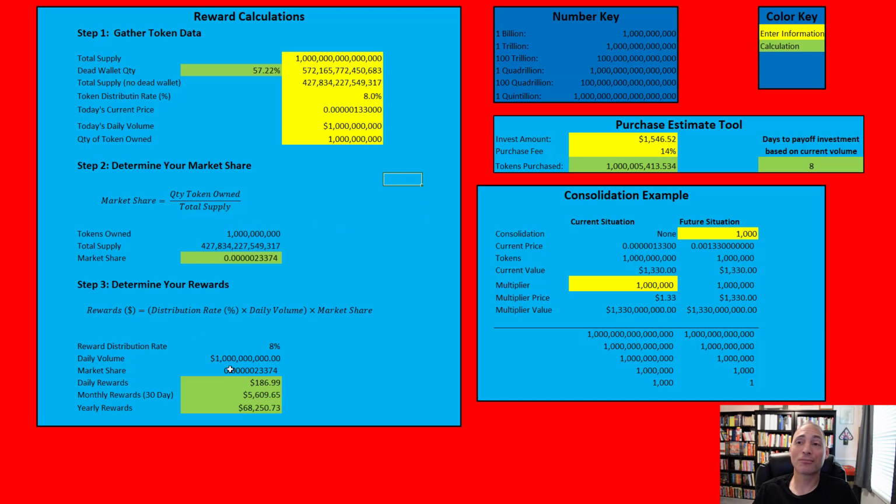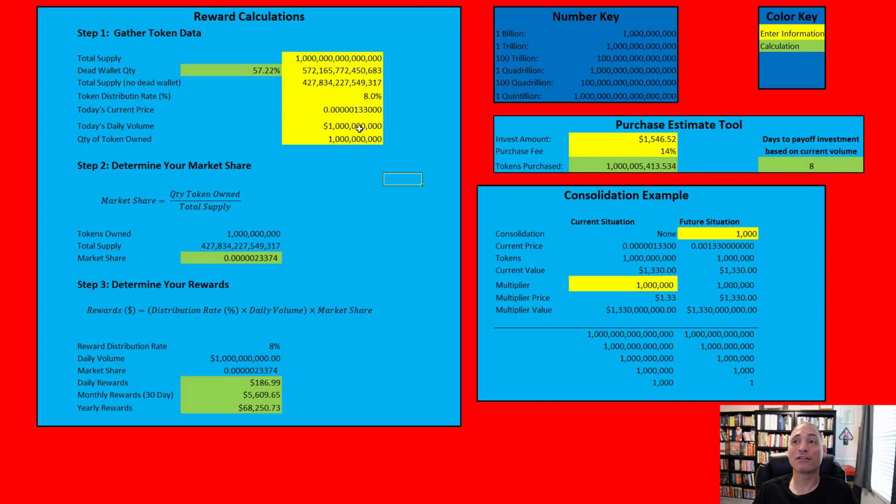Now, you'll notice price doesn't matter for this. It has nothing to do with price, which is awesome. Don't worry about the price on any of these calculations. And you might ask, well, why did you put it on here? Well, you might want to know how long it's going to take to get your money back. And if it's $1 billion volume, you're going to get your money back pretty quick, about 8 days.